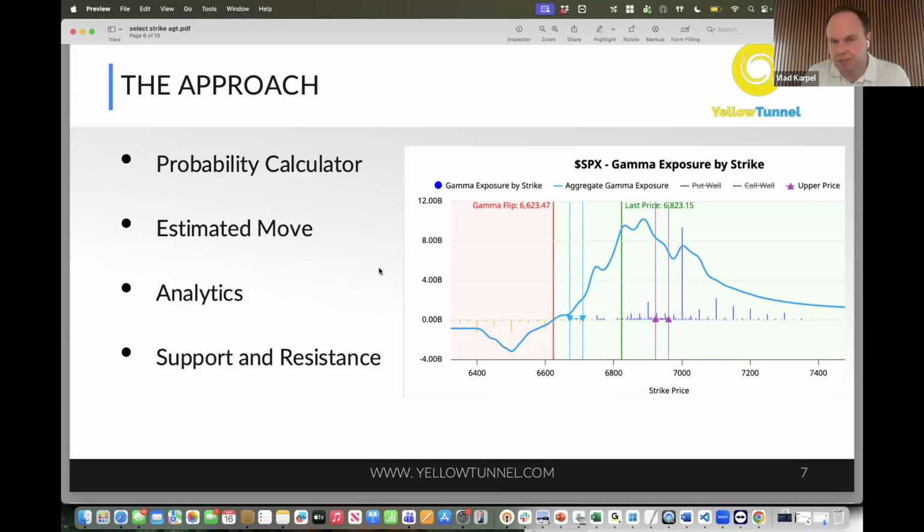Trading is statistics, right? Trading is statistics. So you do need to have some kind of a probability calculator. A lot of broker dealers will provide you with a probability calculator. In this example, I took the screenshot when S&P was at 6,800. I thought that we could not get to the 7,000 level, but here we are.